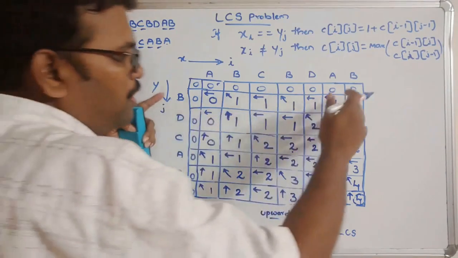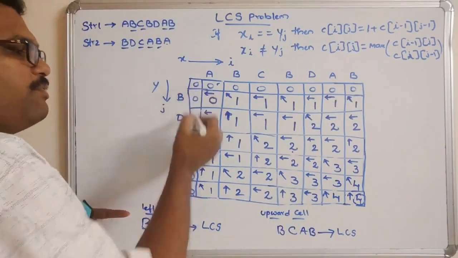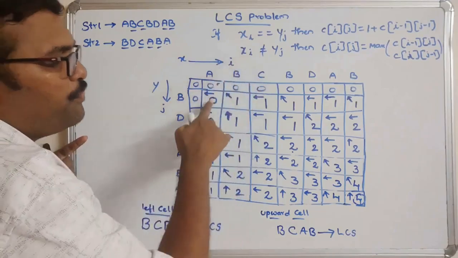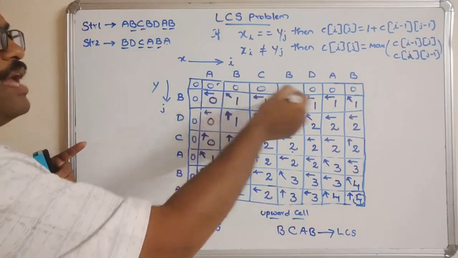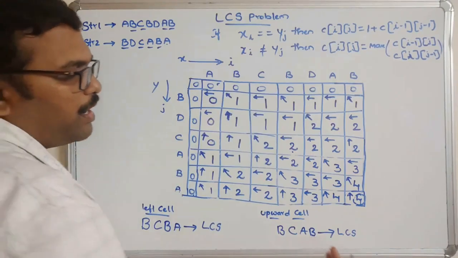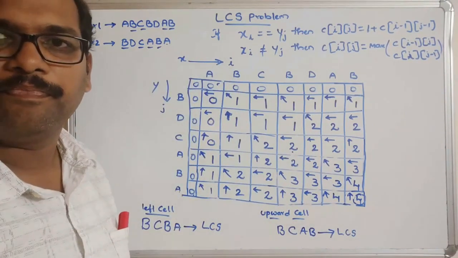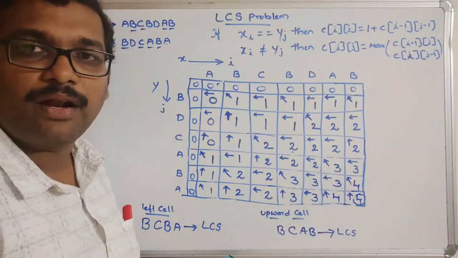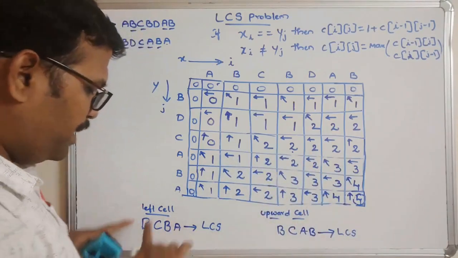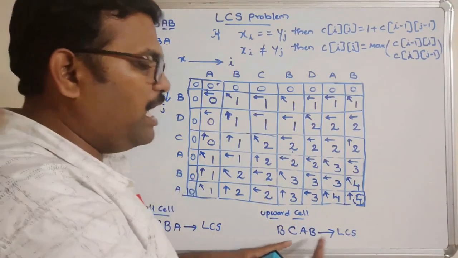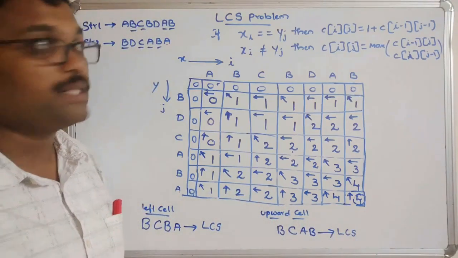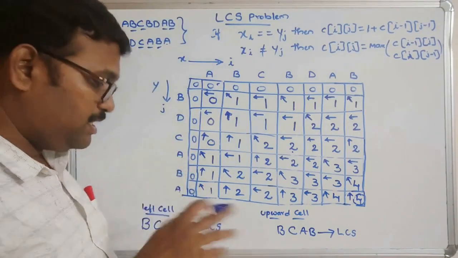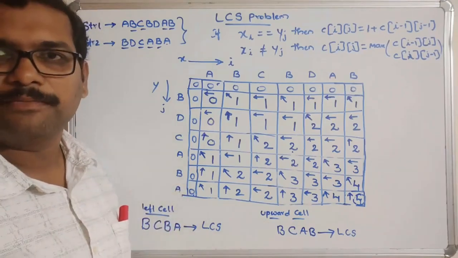So first we need to draw the table and initialize it with the zeros for first row and first column, and then use these 2 formulae to fill each and every cell, and use the arrow marks in order to travel from bottom to top. Here also we need to write the solution from right to left. So BCBA is one solution, BCAB is another solution for these two strings. So there will be a more number of subsequences, but this is the longest common subsequence.